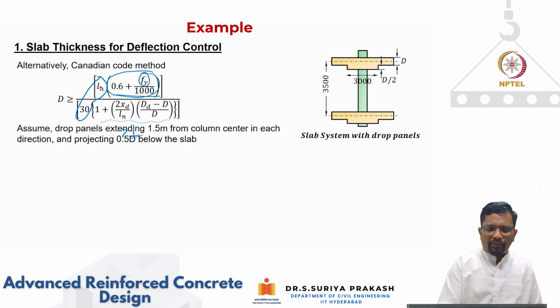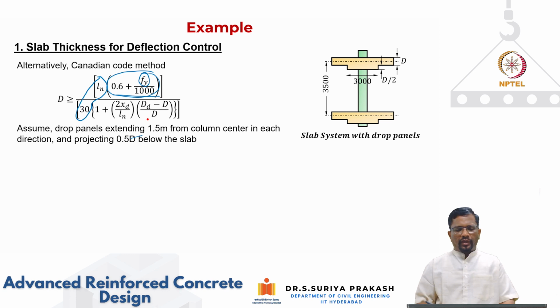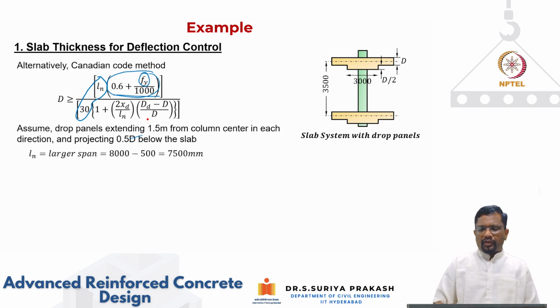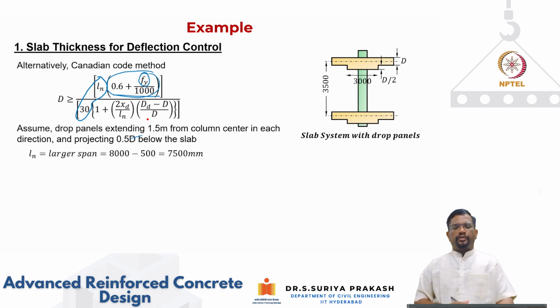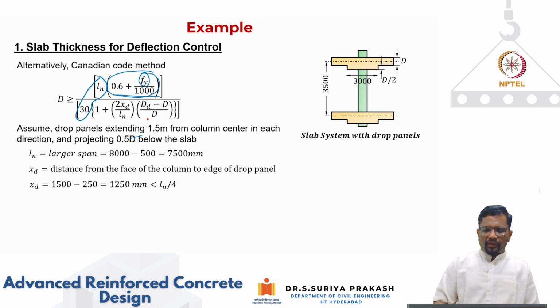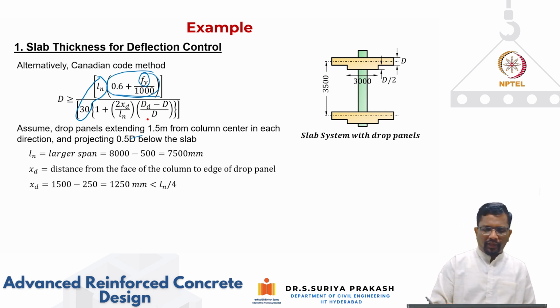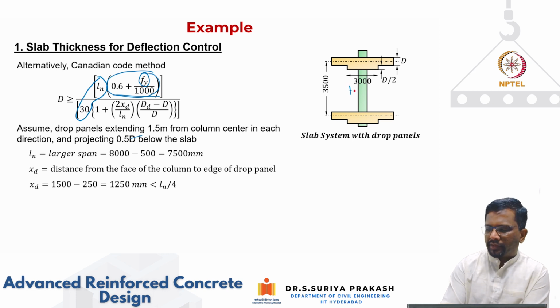So if you substitute that, if you assume the drop panel to be, let's say, extending 1.5 meter from column center, and also the drop is going to have a thickness of d by 2, then if you see, the longer span is going to be 8000 minus 500, which is 7500 millimeter, and xd is the distance from the face of the column to the edge of the drop panel.